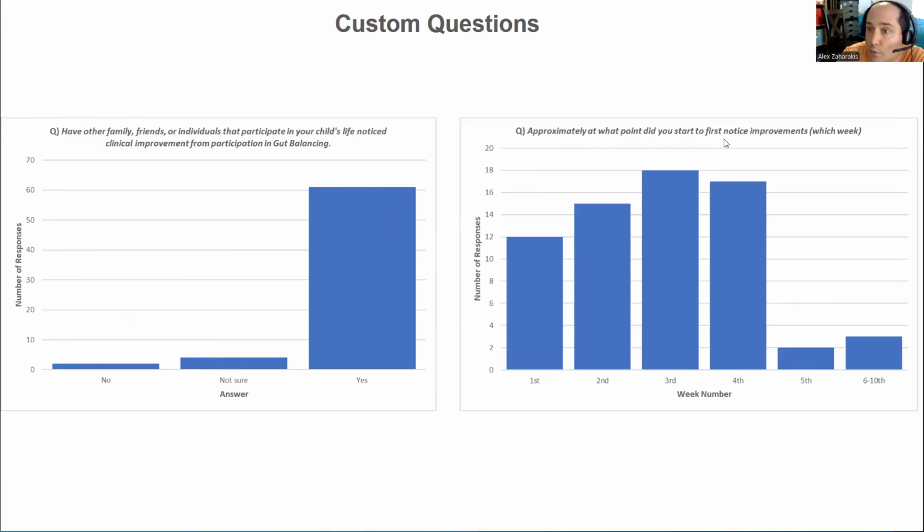Approximately at what point did you start to first notice improvements? The most dominant category is the 3rd week. That typically has been my experience in doing this all these years.